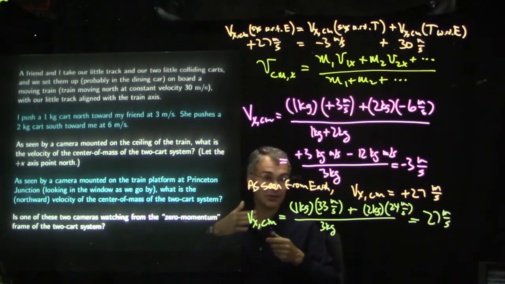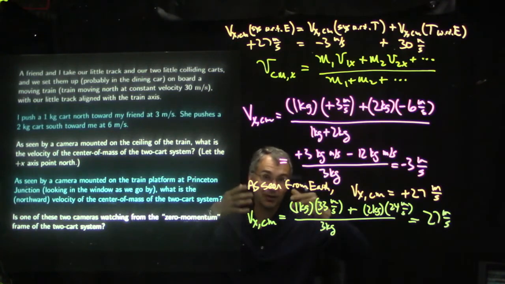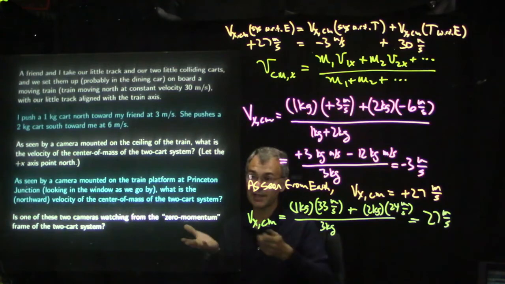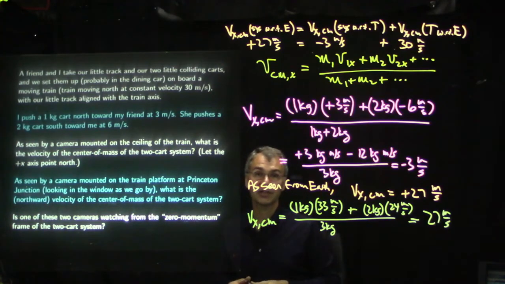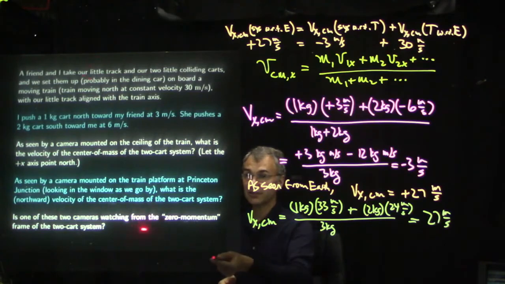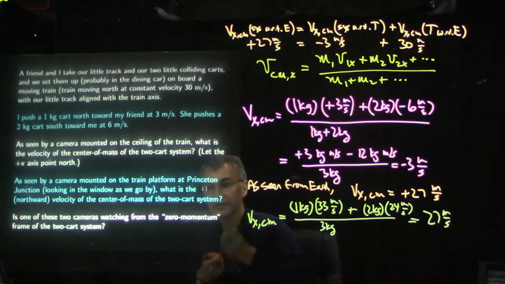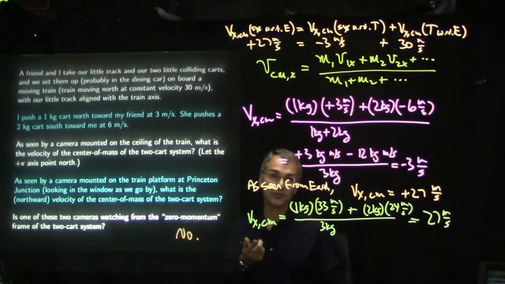Neither of these 2 cameras sees that system having 0 momentum. Therefore, neither of those cameras sees that system having a 0 center of mass velocity. So no, neither one is watching from the zero momentum frame of the 2-cart system. So the answer here is no. On the previous page, it was yes for the camera on the ceiling of the train, but no for the camera at the train station. In this case, it's no in both cases.